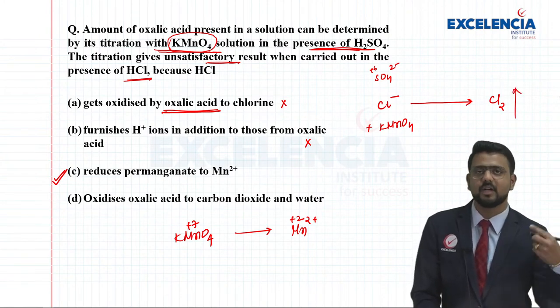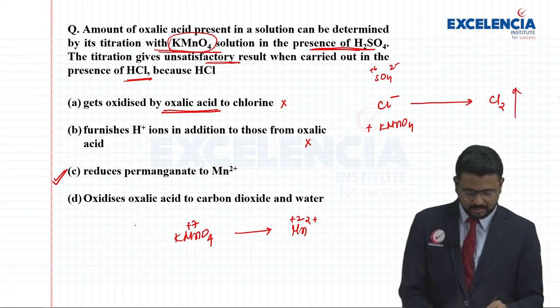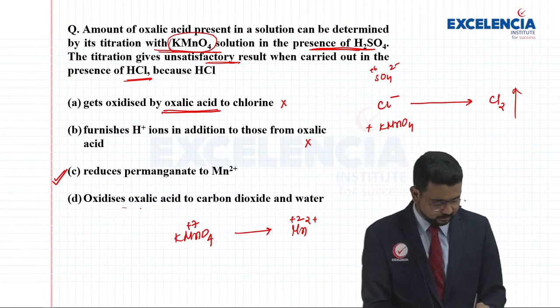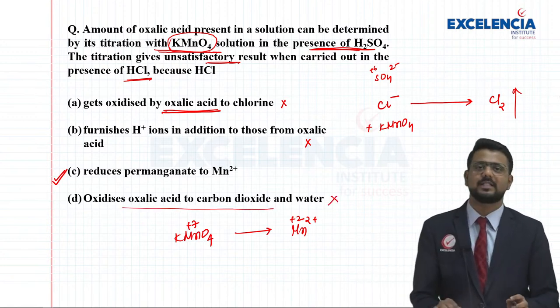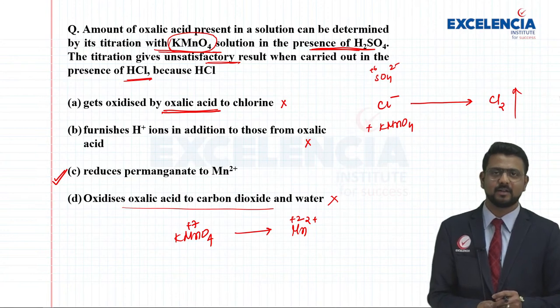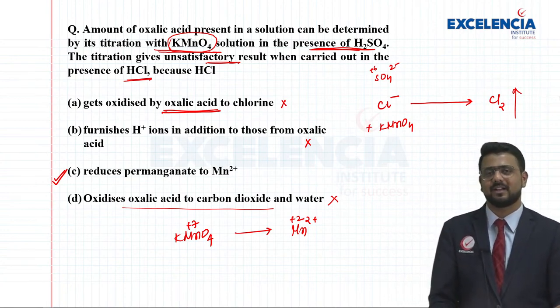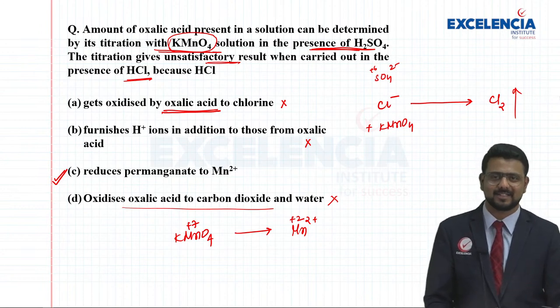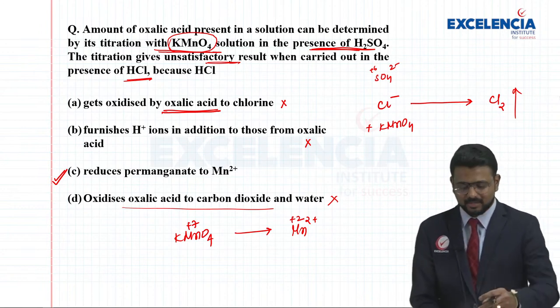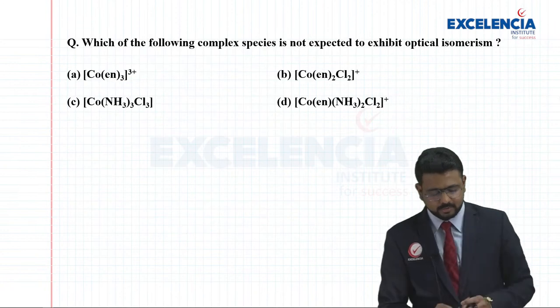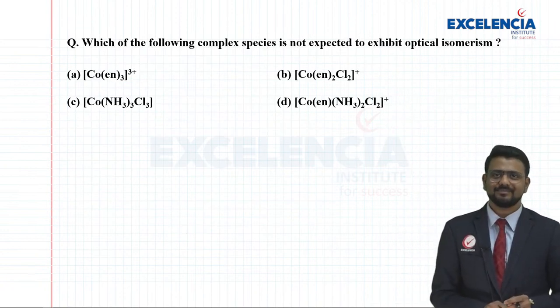Which is definitely a disadvantage here. And it oxidizes oxalic acid to carbon dioxide and water. It is not possible for HCl to act as an oxidizing agent here, right? So of all these options, definitely option C is going to be the correct answer. I hope you got a clear understanding here. So moving on to the next question.